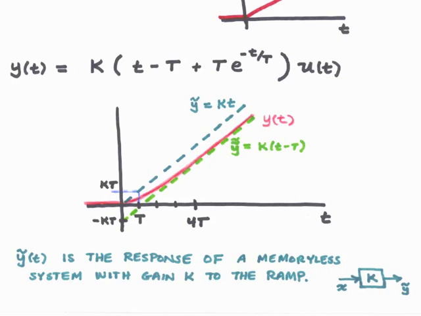Note that the difference between the two dashed lines is equal to k times capital T. So if the time constant capital T is small, the response y of t will be very close to y tilde. That is, the system will act as if it's just a gain, k, and not a first-order system, in response to the ramp input.